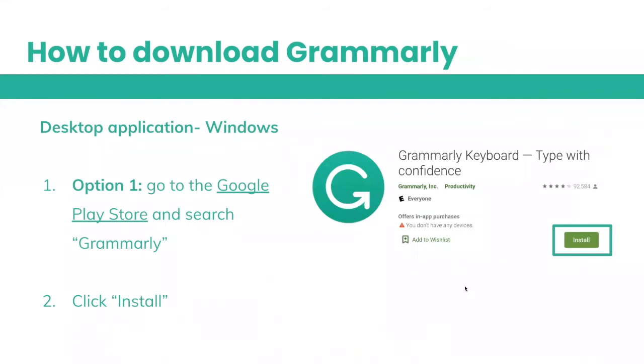Now I will be explaining how to download Grammarly as the desktop application if you have a Windows device. So again, the first option is to go to the Google Play Store and search Grammarly. So when you go to your Google Play Store, you can access it through this hyperlink as well, which will take you to the site, or you can simply go to it on your computer. And then when you search up Grammarly, it looks like this. Make sure it's the screenshot, and then all you have to do is click this install button.